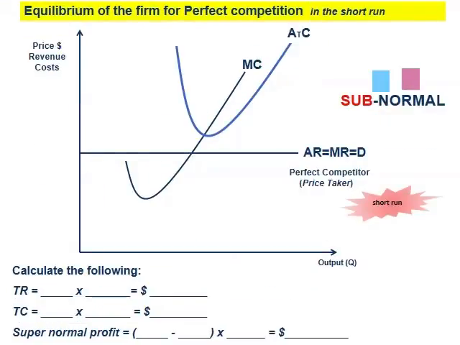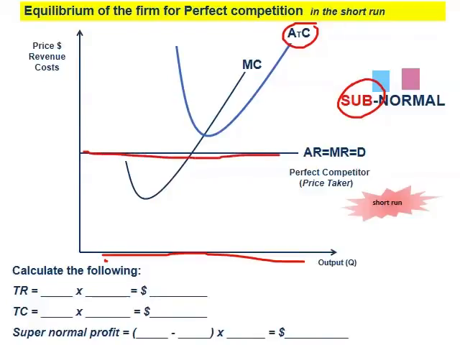Now our third example, or type of profit, we can see is going to be subnormal profit. How do we know? Immediately we can just see by looking at the position of the average total cost curve. At every output, it is above average revenue. But your job is to be able to identify the profit maximizing output and how much profit is actually made at that output. So let's do it.